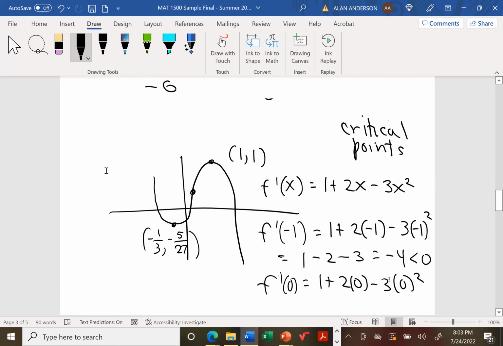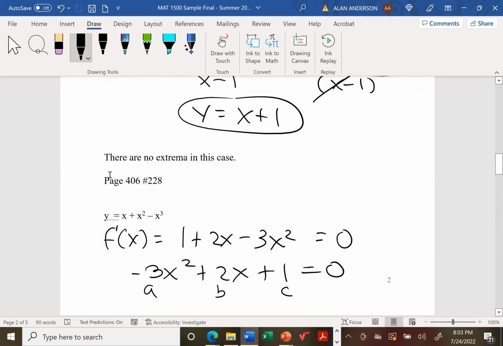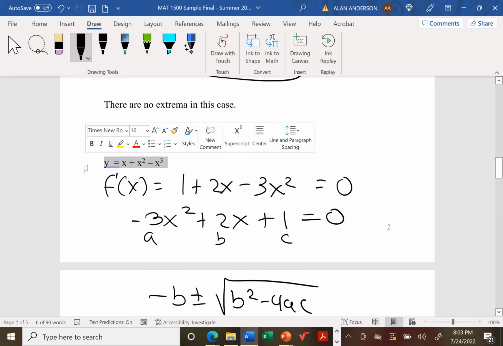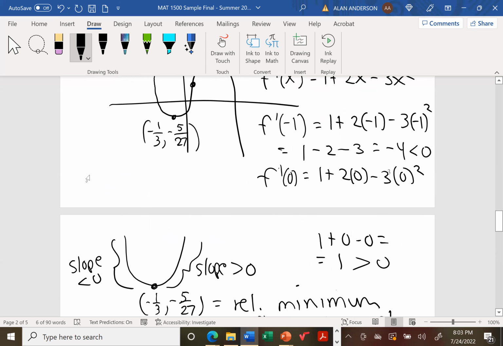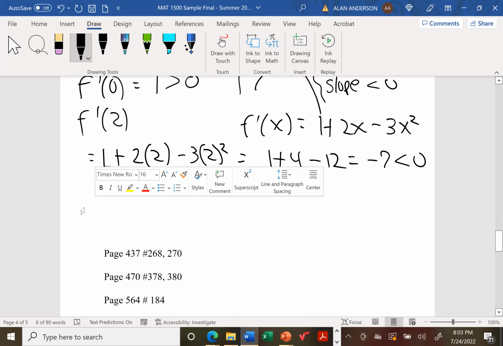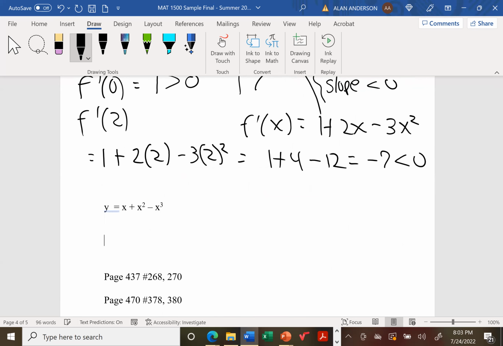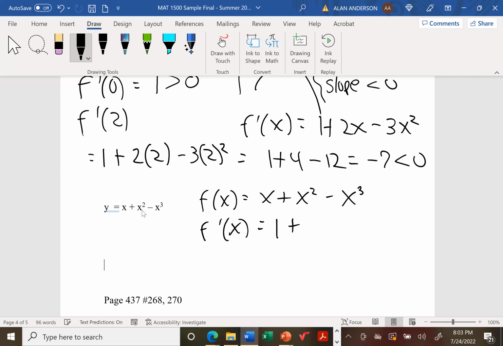So if we go back to the original function here, let's copy this down here. All right, so once again, f(x) is x plus x squared minus x cubed. F prime of x is therefore 1 plus 2x minus 3x squared. F double prime of x is therefore 2 minus 6x.